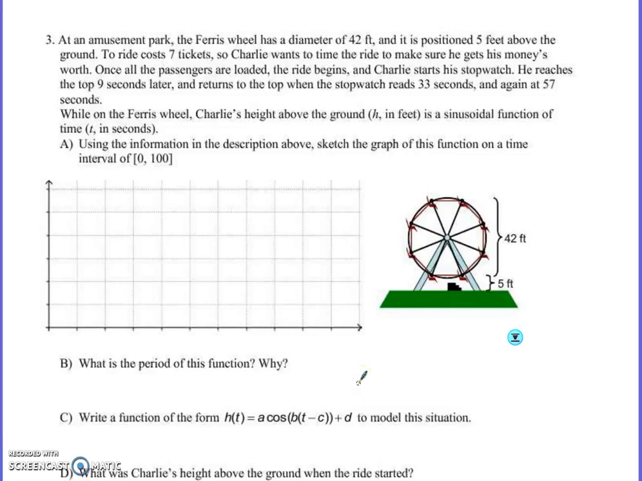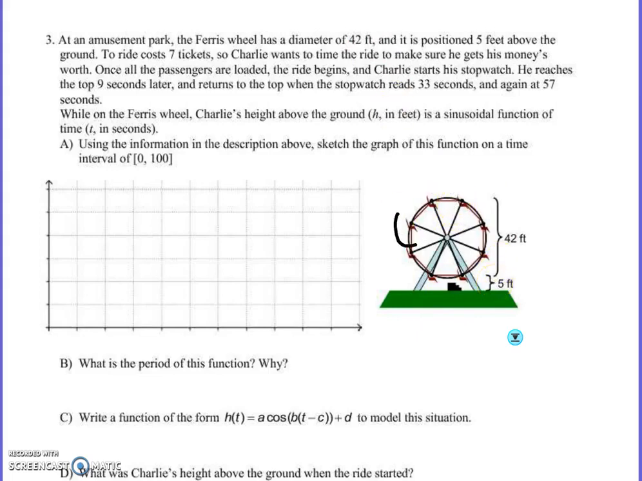So I wanted to work through number 3, which is the amusement park problem on your assignment with you. Let me get my pen working. Let's read this problem first. It says, at an amusement park, the Ferris wheel has a diameter of 42 feet and is positioned 5 feet above the ground. So that's what this picture represents.